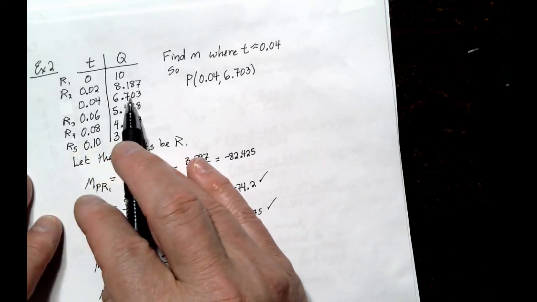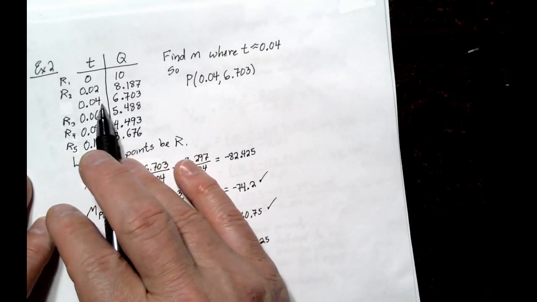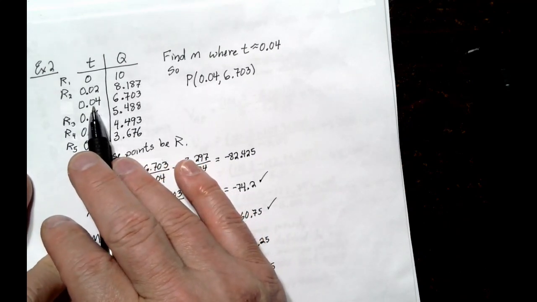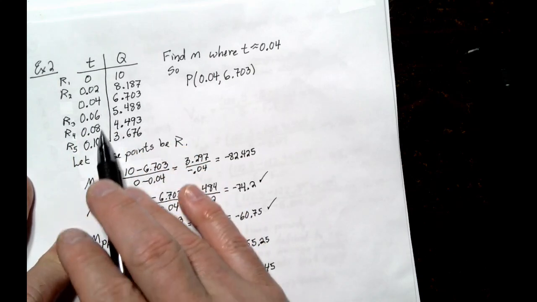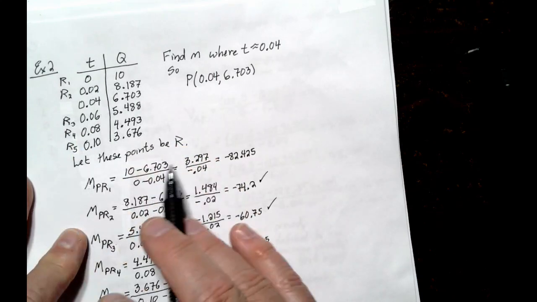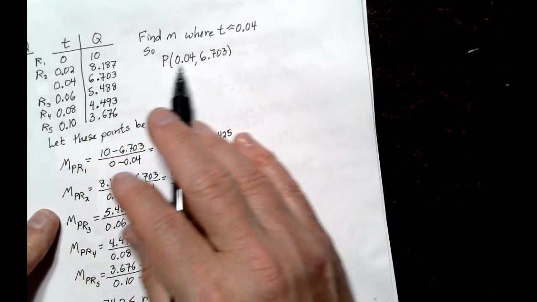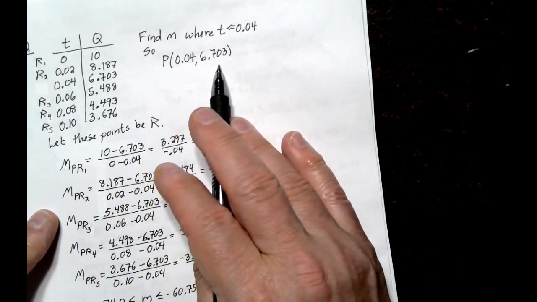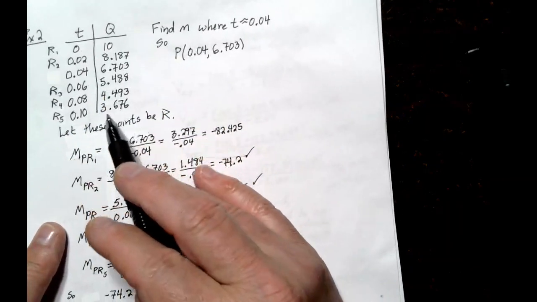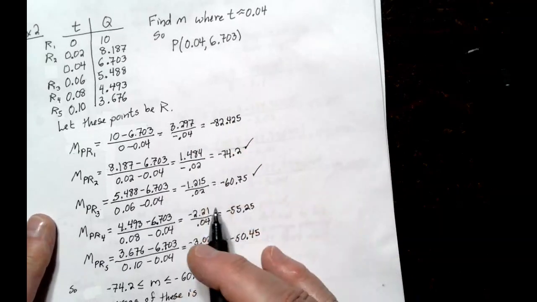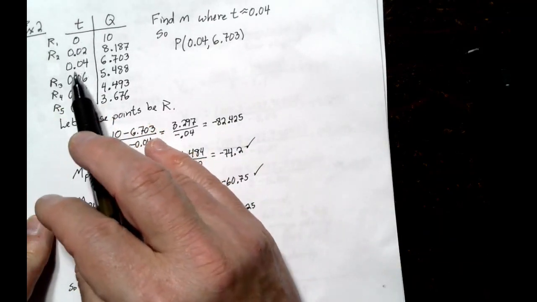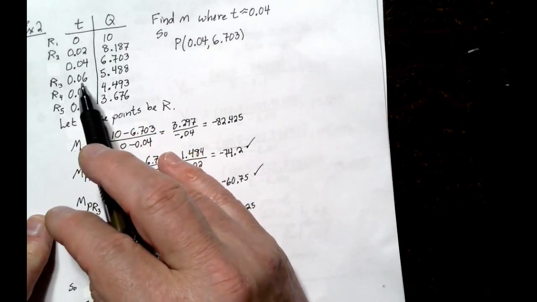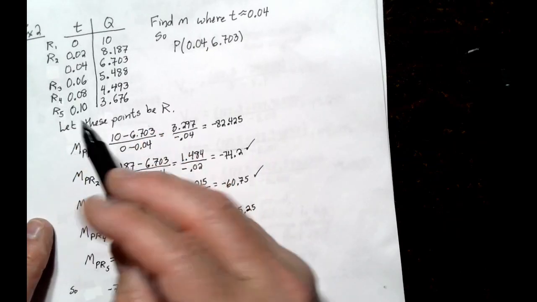Now they want to know what's the rate of change of the charging of the laser at 0.04. Well, so then we're going to use all these other points with 0.04, 6.703. So that 0.04 is our point, P, and these other guys are our Q, or I called it R in this case. And it's just a matter of finding the slope with this guy in R1, this guy in R2, this guy in R3, this guy in R4, this guy in R5.